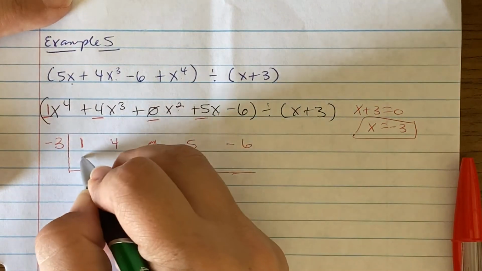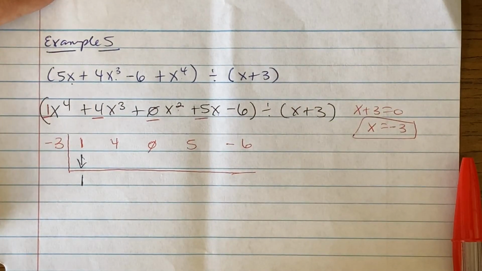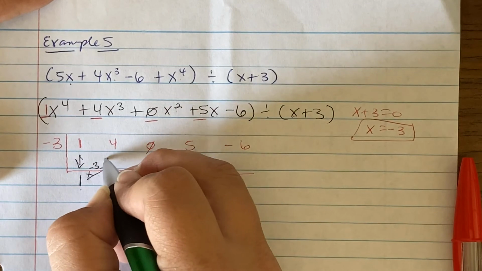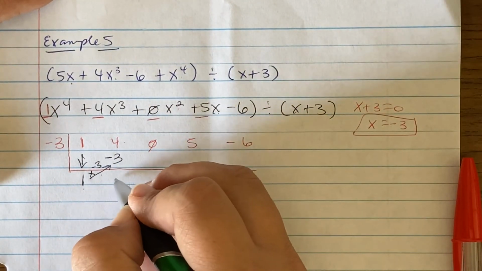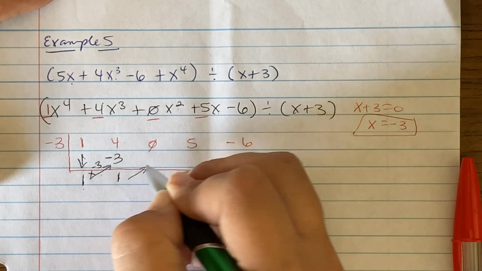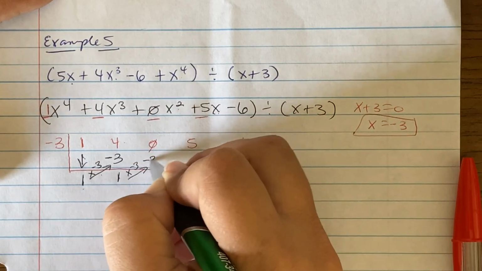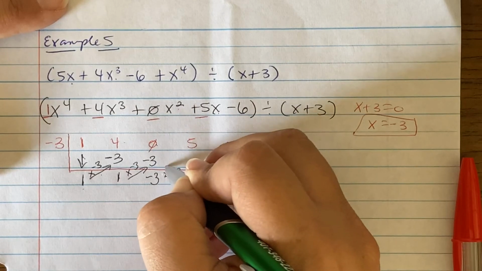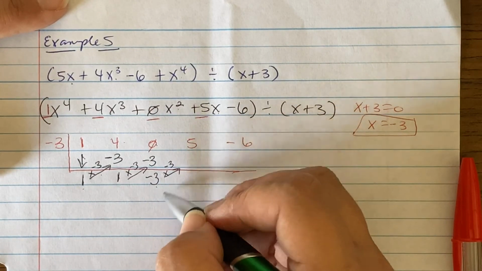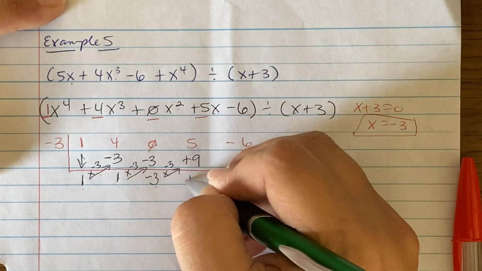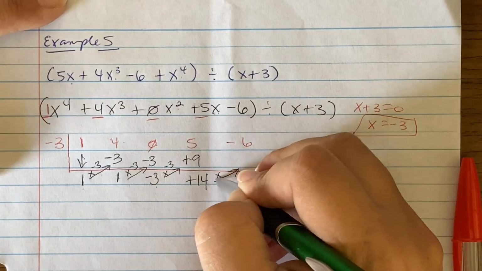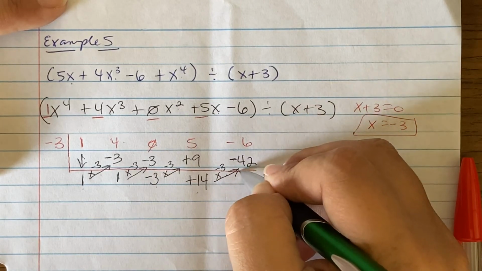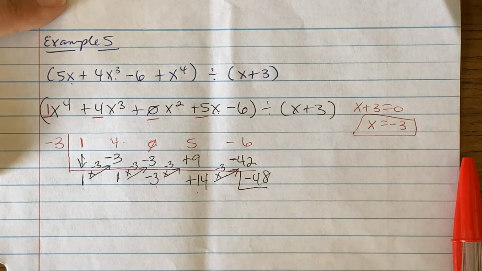Again, remember, first term slides down, so 1 comes down. We are multiplying diagonally with the outside number. So it's 1 times -3, there's my -3, and we add down 4 minus 3, positive 1. Diagonally, we multiply 1 times a -3, and we get -3. We add down 0 minus 3 is -3. Multiply again diagonally, so -3 times a -3 is positive 9. Add down, we get positive 14. Multiplying diagonally, so positive 14 times -3, that is -42. Add down, we get -48 as our remainder.